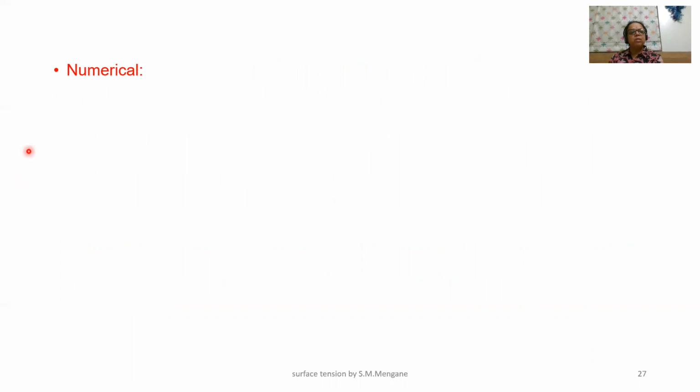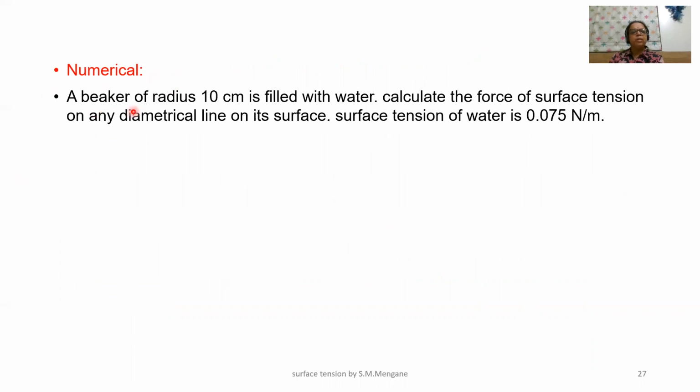We will solve a numerical on this topic. A beaker of radius 10 centimeter is filled with water. Calculate the force of surface tension on any diametrical line on its surface. Surface tension of water is 0.075 Newton per meter. See, you are given the radius in the CGS system, that is 10 centimeter, and surface tension in the SI system.